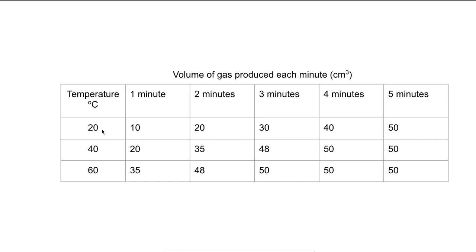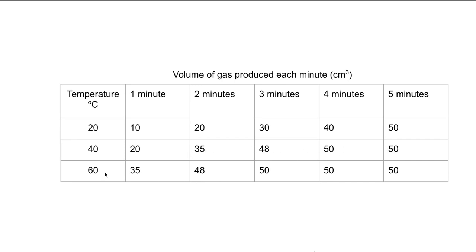If we look at this, this student did it 3 times. The first time it was done at room temperature. After 1 minute, 10 centimeter cubed of carbon dioxide gas was collected. And then another minute, 20, and so on. You can see it's a nice steady increase in volume. Then the student did it at 40 degrees Celsius. So what do we notice? Okay, the carbon dioxide was being produced faster.